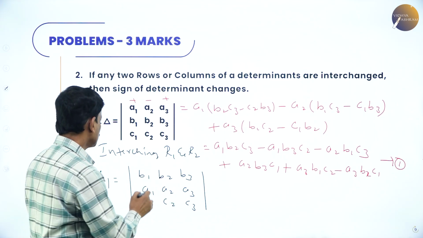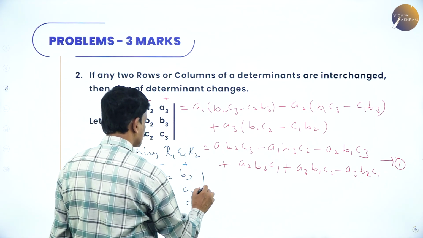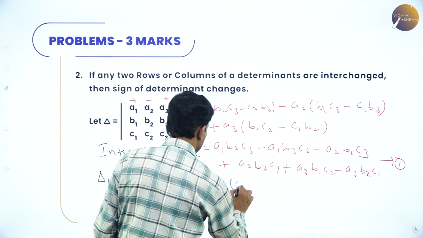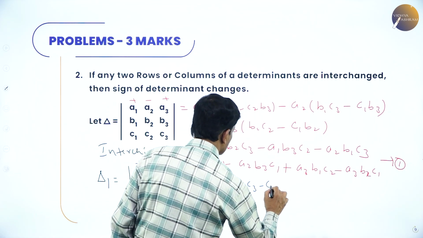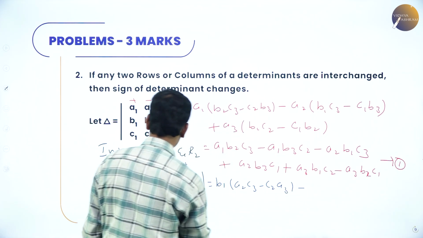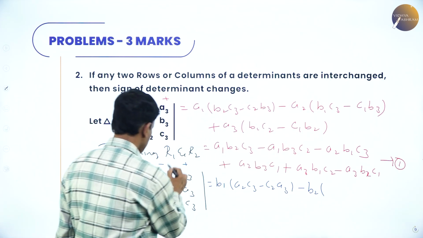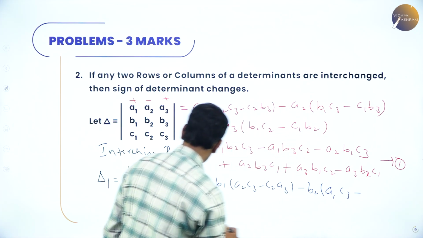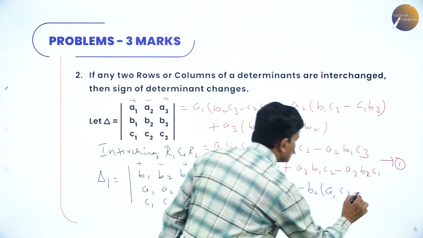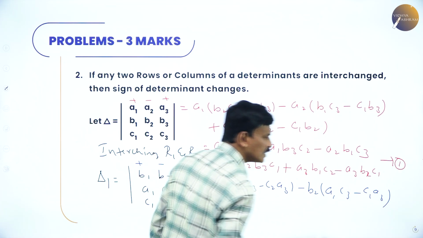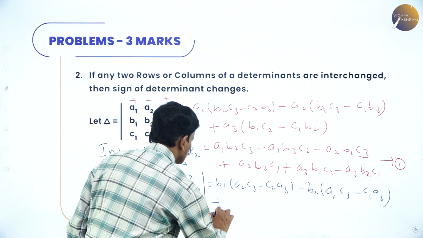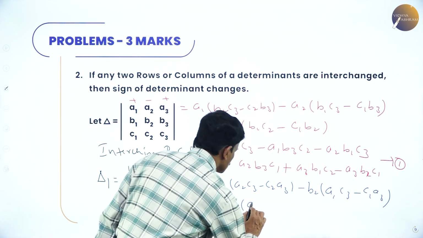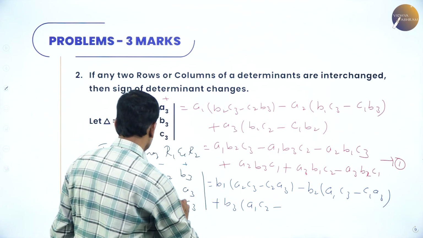Now, let us expand this. Plus, minus and plus. This is equal to B1 into, this row and column is gone, (A2 C3 minus C2 A3), minus B2 into, this row and column is deleted, (A1 C3 minus C1 A3), then last plus B3 into, this row and column is gone, (A1 C2 minus C1 A2).